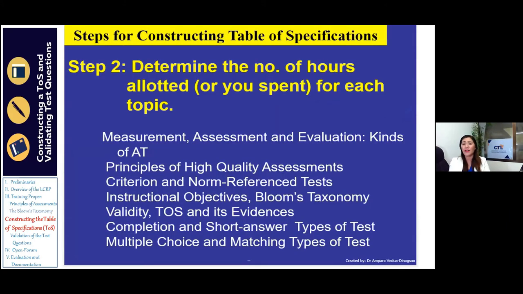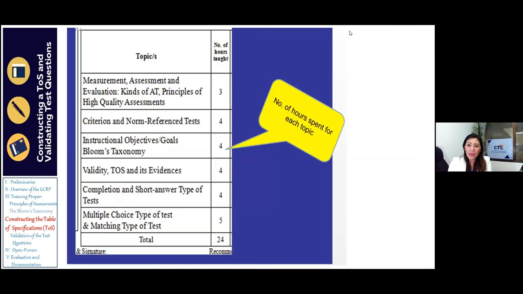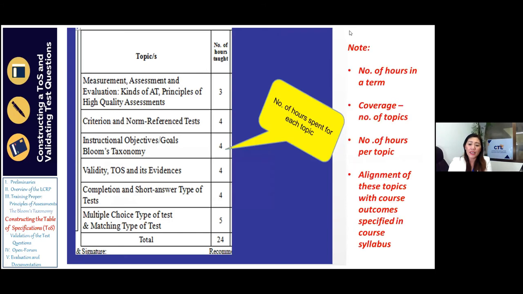And then we determine the number of hours allotted for each topic. The department chair also asks about the number of hours in a term. For 3 units, it is 54 hours. We minus 3 for the midterm week and 3 for the finals week, so 54 minus 6 leaves 48. You divide it into 24 for the midterm and another 24 for the finals. That's why I have 24 there.